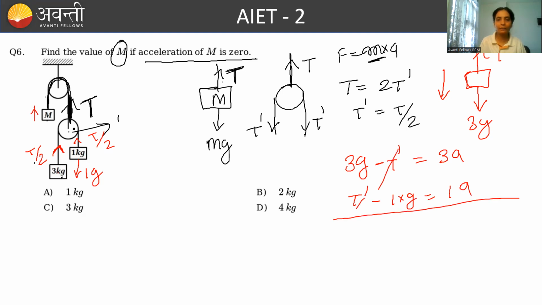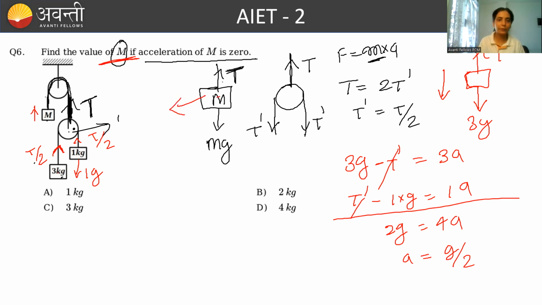If we add these two, how much do we get? 2G equal to 4A. So acceleration is going to be equal to G by 2. Now we have to calculate the value of mass M. So let's find the tension T dash. If we know T dash, we can easily calculate M.